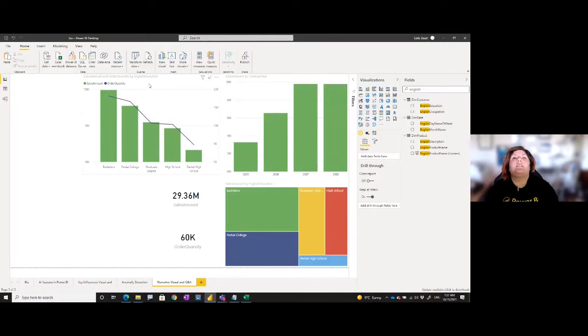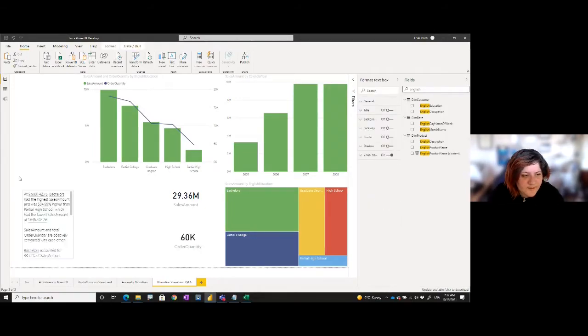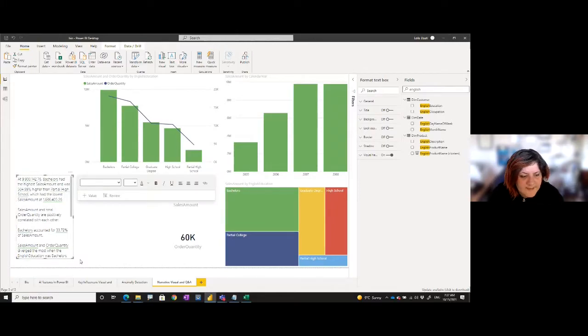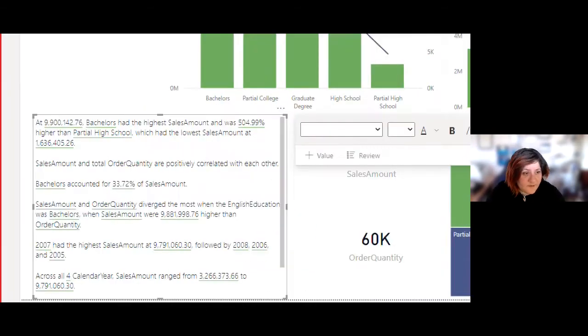The narrative visual is a really interesting one. It uses natural language processing to get insight from all the visuals that you have here. You just need to click on that. And this is a visual that I have. It's going to grasp some information about what is happening. So here it says the hub, for example, is at this amount.